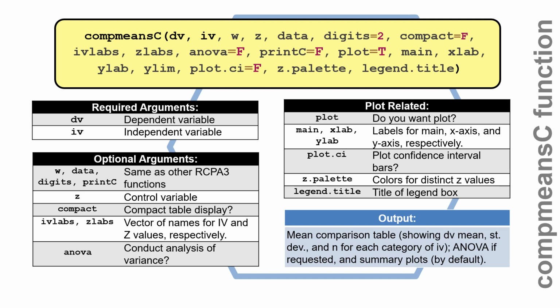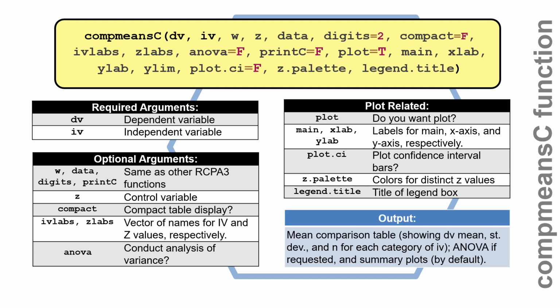The compmeansC function has two required arguments. dv is set equal to the dependent variable, and iv is set equal to the independent variable. The compmeansC function supports a standard set of optional arguments. If the independent variable has more than two categories, you can test for differences among multiple means by setting the function's ANOVA argument to true. The function will then return an ANOVA table along with a mean comparison table. If you're making a controlled comparison by setting the z argument equal to the control variable, you can set the function's ANOVA argument to true for two-factor ANOVA.